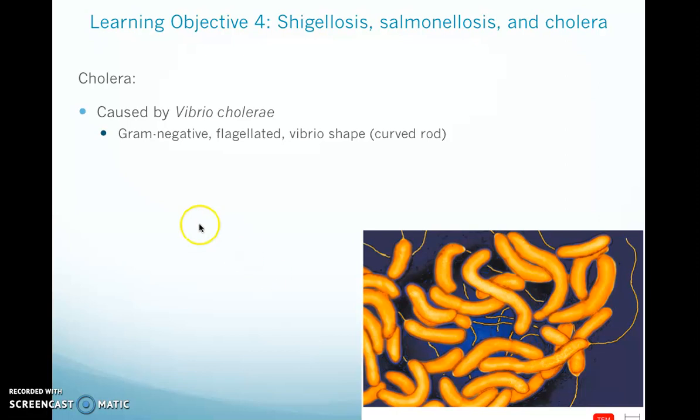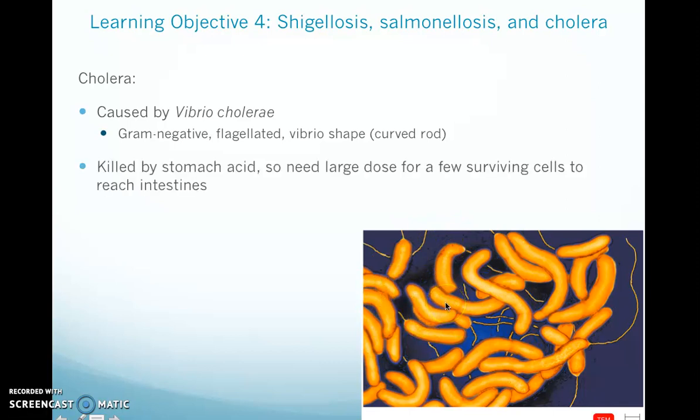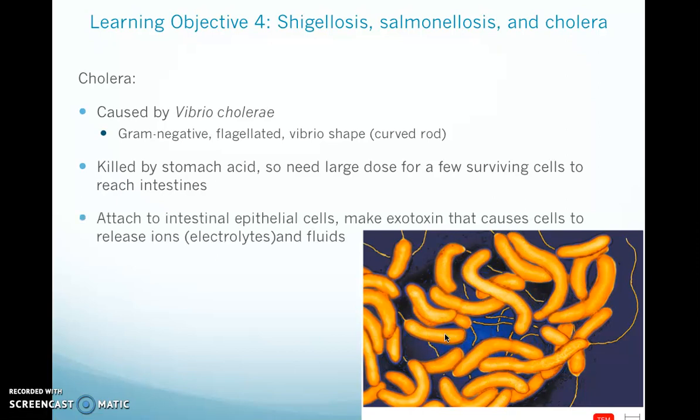Third one, cholera. This is caused by a species called Vibrio cholerae. They're also gram-negative. They also have flagella, but they have this vibrio, this kind of curved shape to them. So that's pretty distinctive. This is not a very common shape of bacteria. Cholera is pretty easily killed by stomach acid. So you need a large dose to have enough surviving cells to reach the intestines. In environments where you have cholera, usually they grow in pretty large numbers. So when you get a dose, it's usually a large dose.